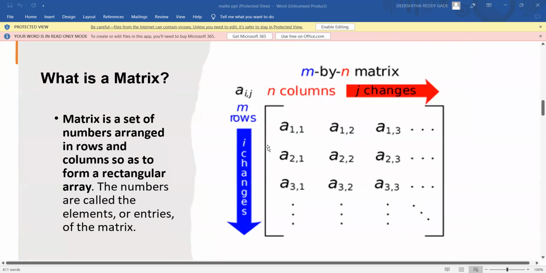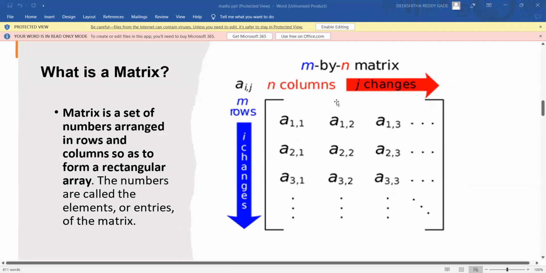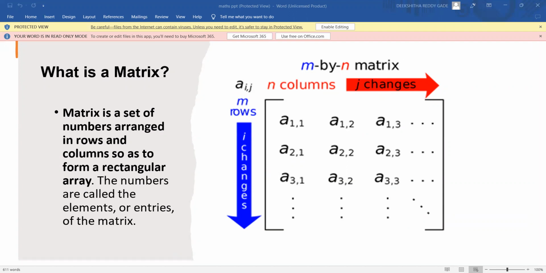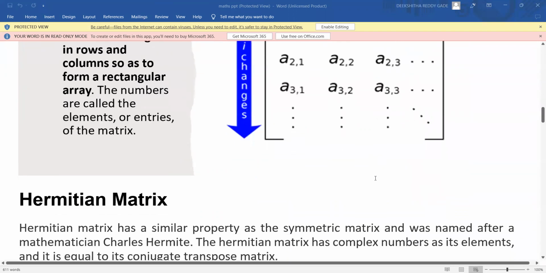Firstly, what is a matrix? A matrix is a set of numbers arranged in rows and columns so as to form a rectangular array. The numbers are called the elements or entries of the matrix. Here you can see an example. This is an m by n matrix, where m is the number of rows and n is the number of columns. Here the first row has elements A11, A12, A13, and so on, and the second row A21, A22, A23 and so on.